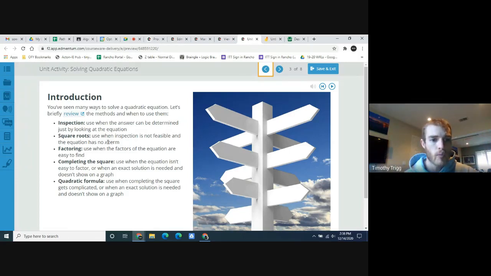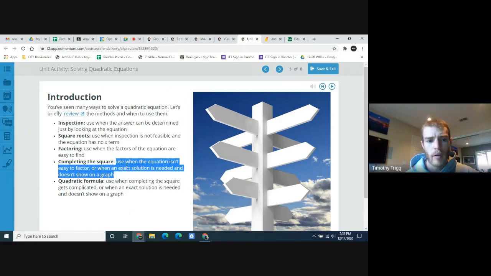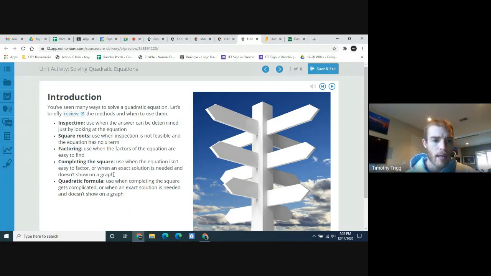Square roots, use when inspection is not feasible and the equation has no x term. So it has an x squared, but no x term. Factoring, use when the factors of the equation are easy to find, so easy to factor. Complete the square. We're probably not going to use this one, but we are going to use the last one.